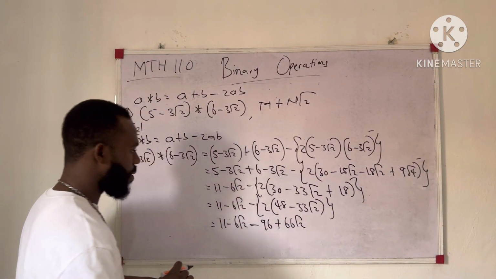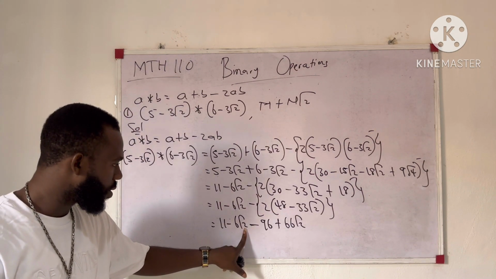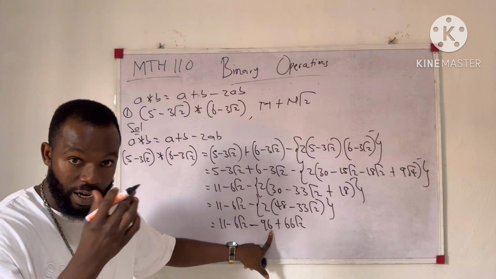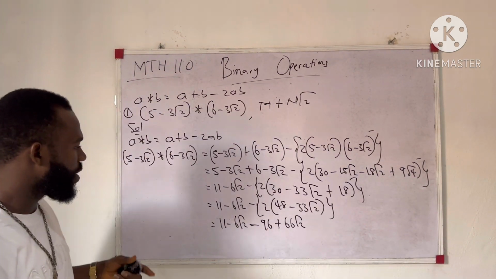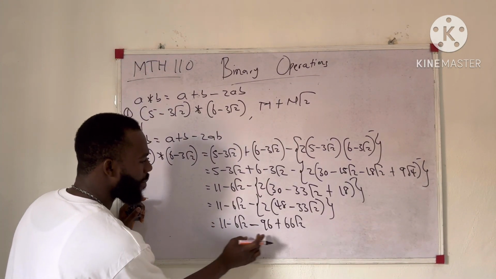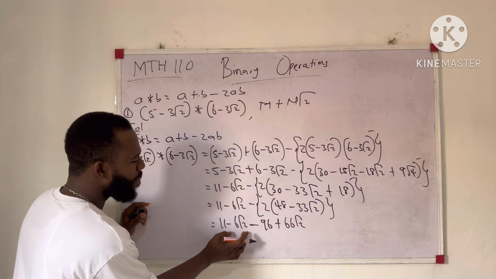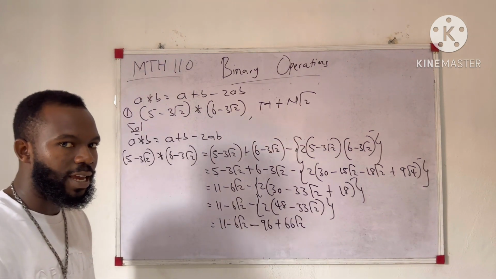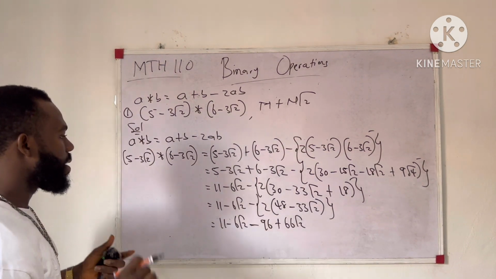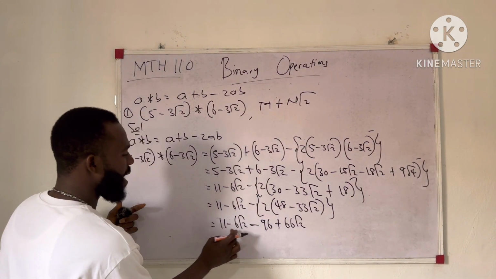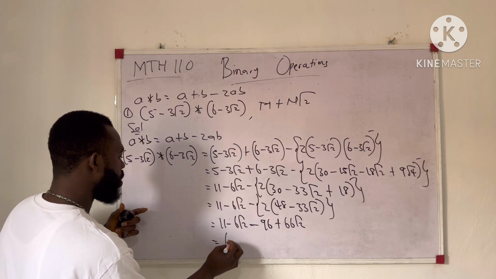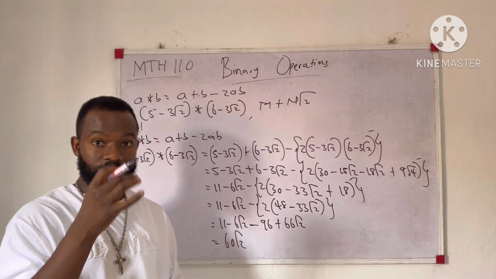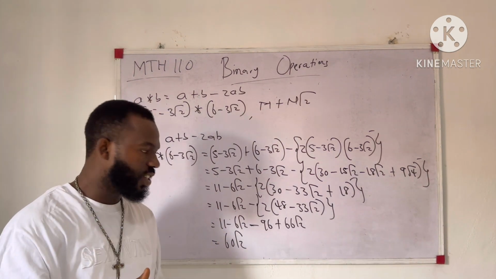So what do we do next? Here we have root 2, here we have root 2. Here we have an ordinary 11, and here we have just an ordinary number which is minus 96. So it means 11 and minus 96 work together, and minus 6 root 2 and 66 root 2 work together because both of them have roots. Now 66 root 2 minus 6 root 2 will give us 60 root 2. Because if you take 6 away from 66, we will get 60 left.